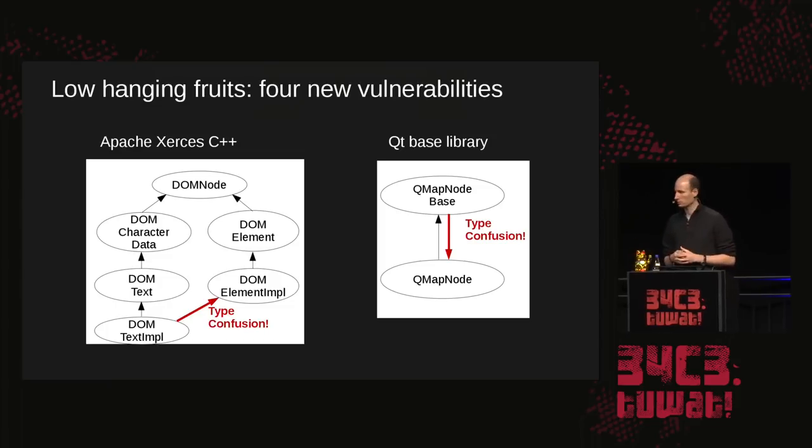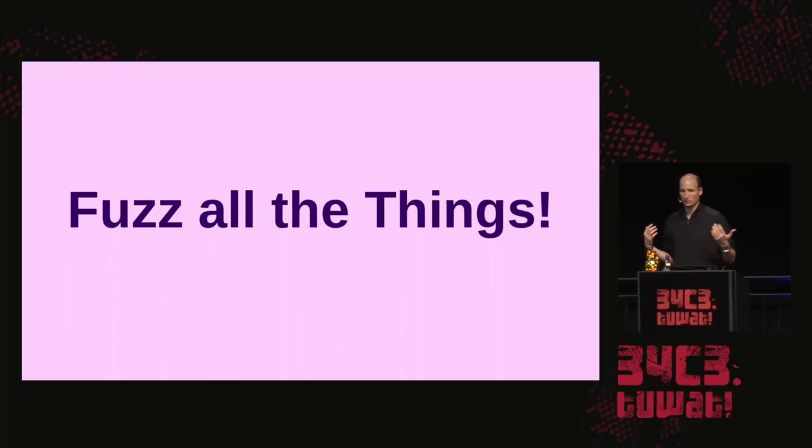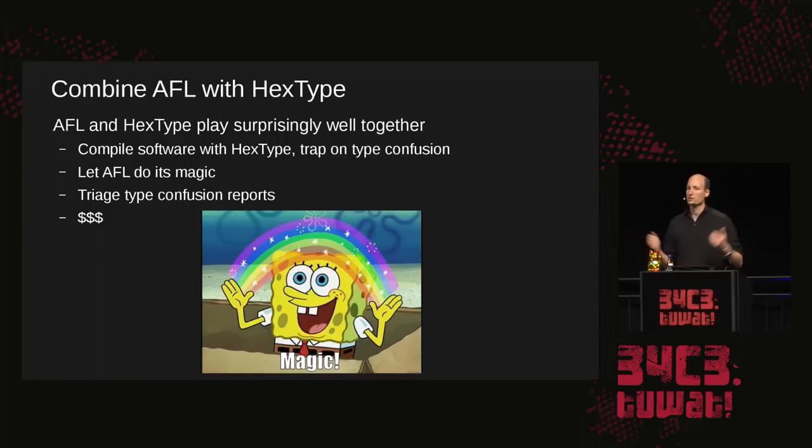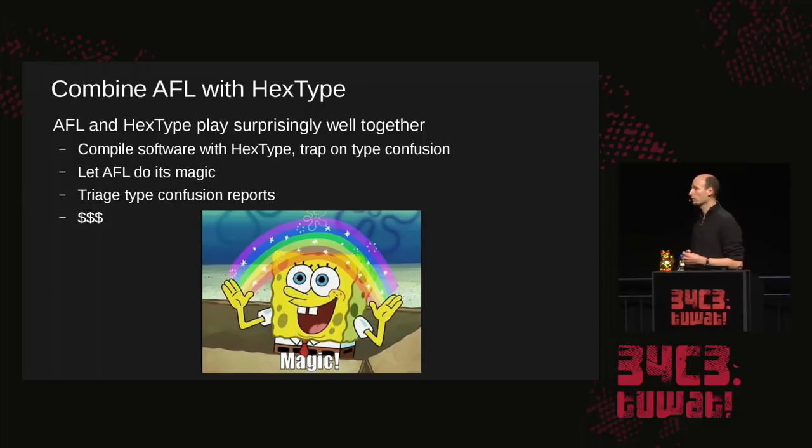This was step one, and we found a bunch of different vulnerabilities, but we wanted to go further. So a couple of weeks before the Congress, we started to fuzz all the things. As it turns out, you can combine our type safety mechanism with AFL. So you can compile any arbitrary C++ software with our HexType LLVM-based instrumentation. And you then run the software on top of LLVM, and you fuzz it to find different forms of type confusion. You simply let AFL do its magic, and you have to invest some time into triaging all the type confusion reports, and you'll figure out different forms of vulnerabilities.